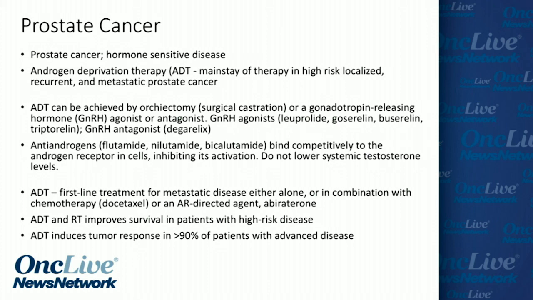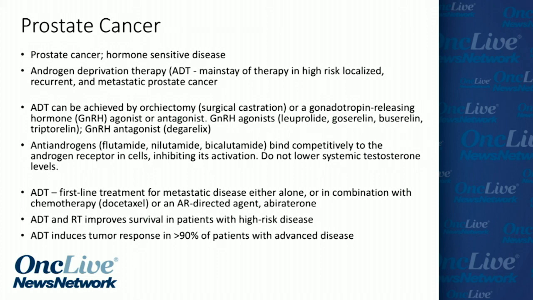GnRH agonists have been known as leuprolide, goserelin, buserelin, triptorelin, all by a variety of different names depending on the manufacturer and how long there are depot formulations. And then, of course, there's a GnRH antagonist, degarelix.